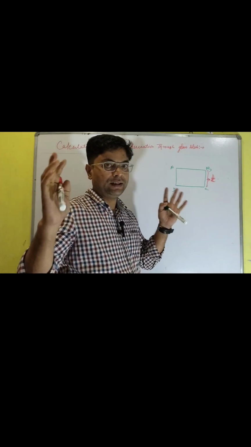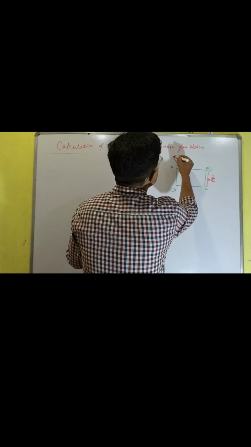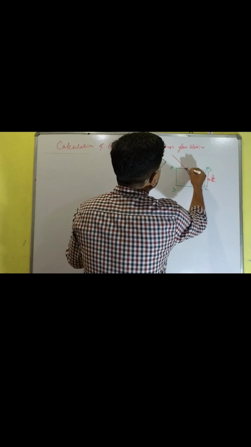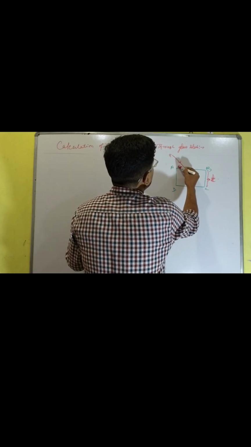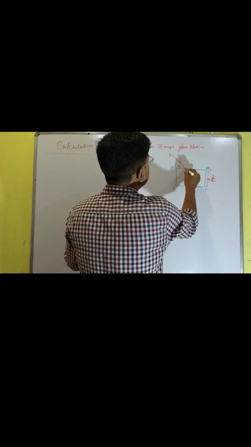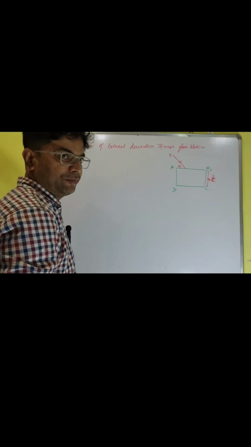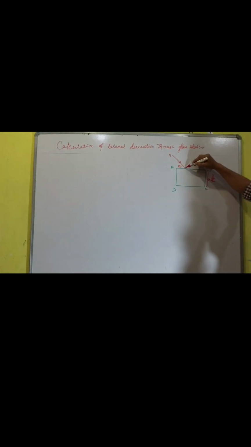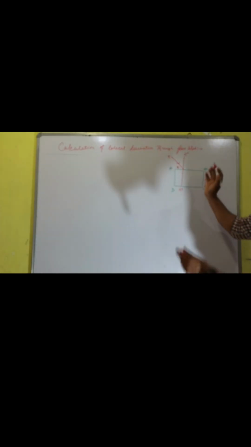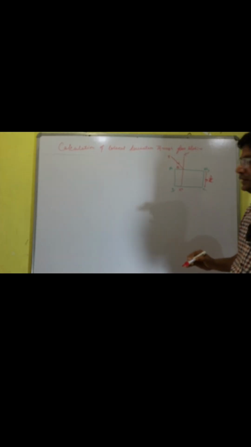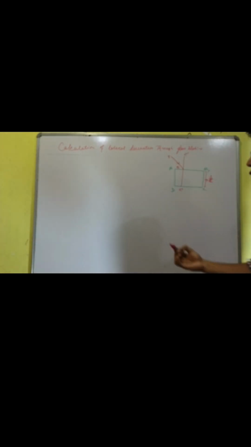Now I am going to consider an incident ray. Here I consider an incident ray, suppose it is PQ, and the point of incidence is N. Now I am going to draw a normal at the point of incidence. Suppose the normal is N1 N2. The normal at point N is N1 N2.